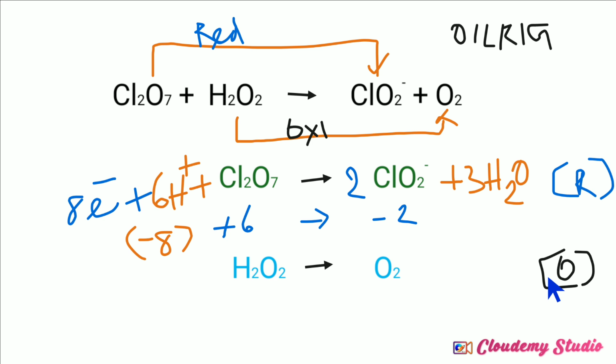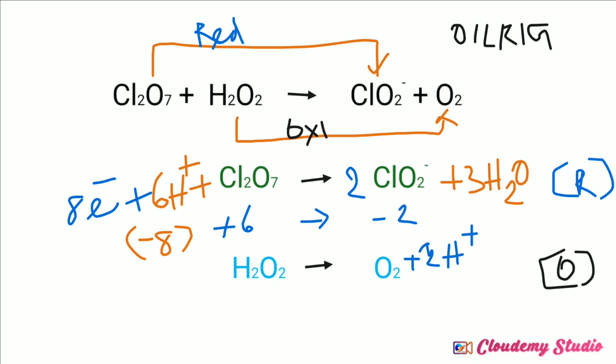In the oxidation reaction, on the left hand side 2 hydrogen atoms are there, but on the right hand side there are no hydrogen atoms at all. So what we need to do is add 2 moles of hydrogen ions on the right hand side.